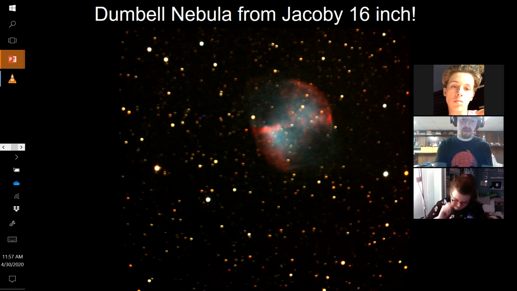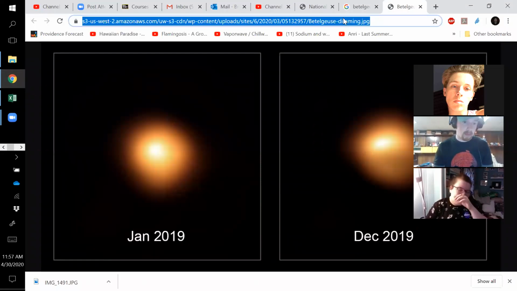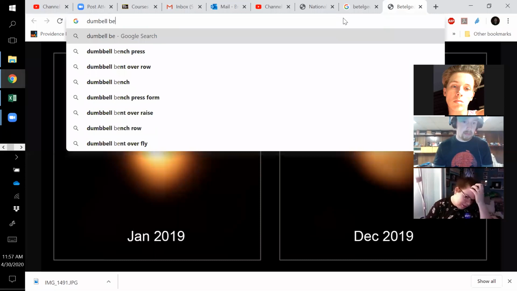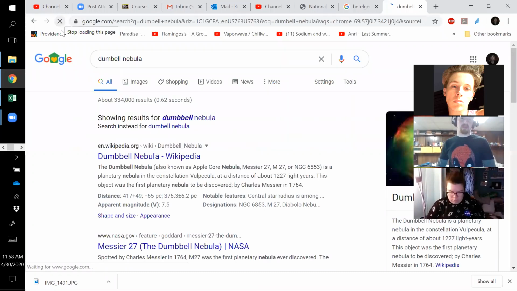And you can see our little humble picture from our Jacobi 16-inch. It looks somewhat comparable to, let's see, the Dumbbell Nebula. Anyways, I know a couple of you guys are photography buffs and some of you are taking photo classes.